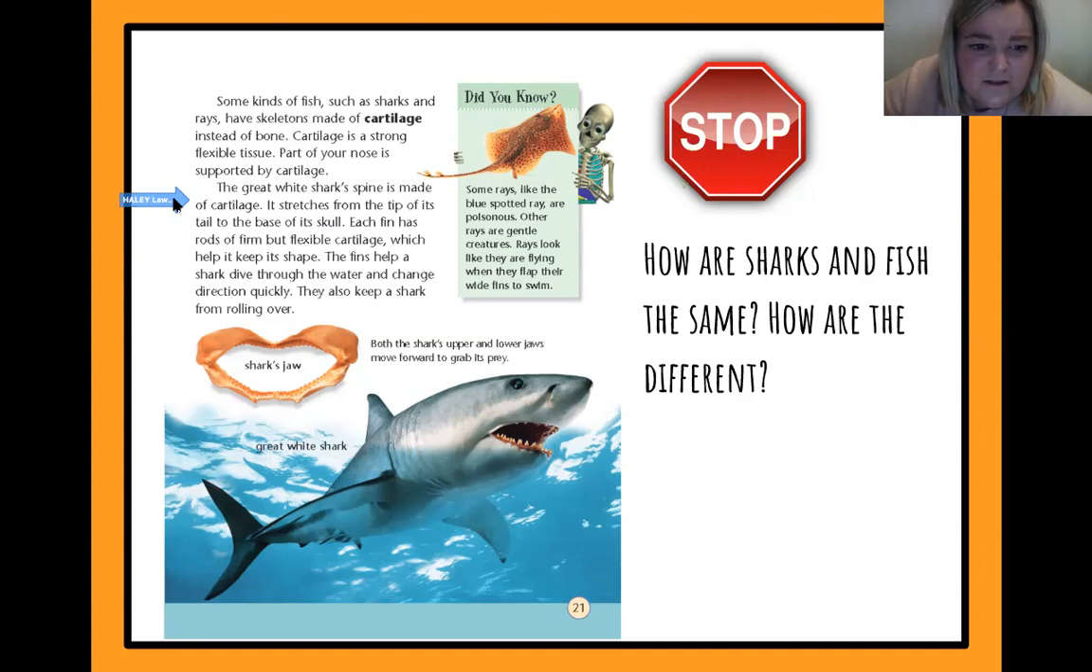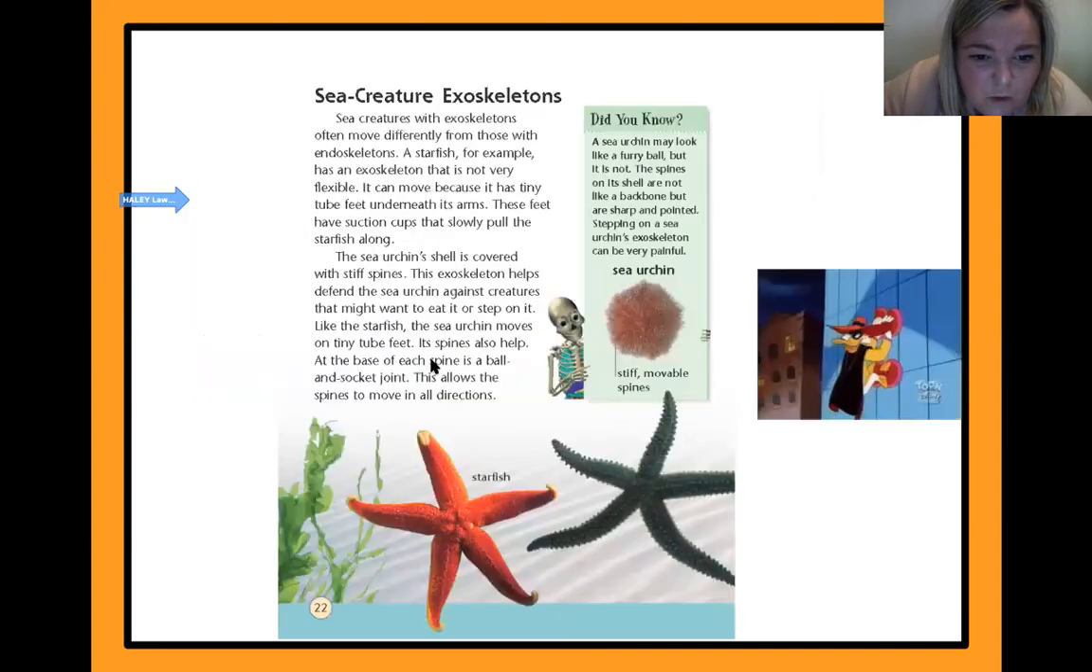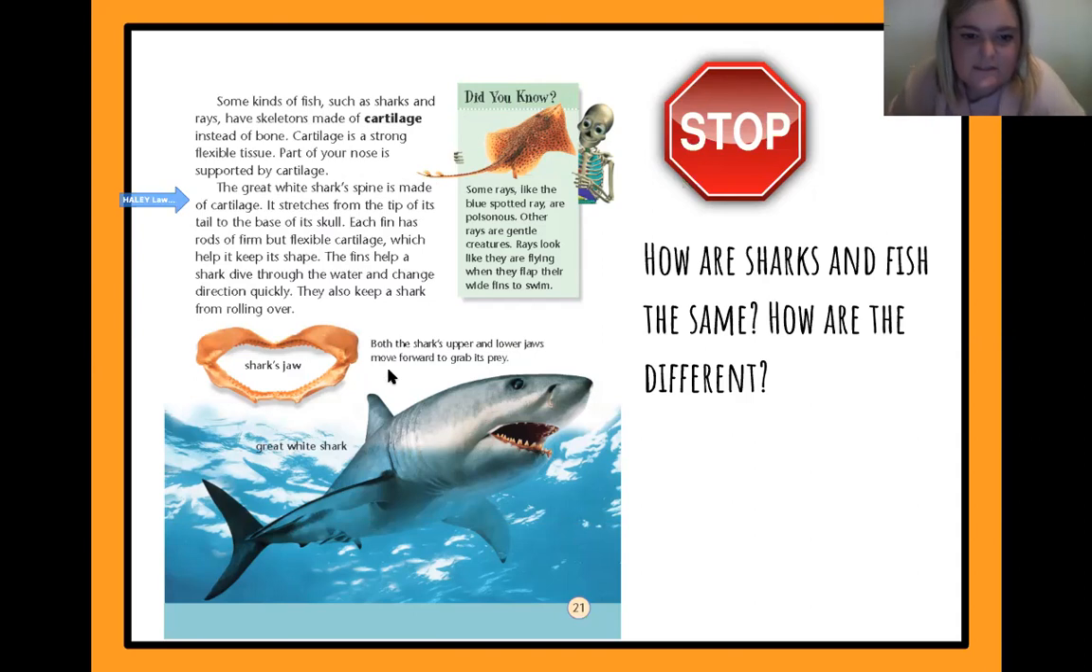Wow. So down here it says this is what the shark's jaw looks like. And then here it says both the shark's upper and lower jaws move forward to grab its prey. Whew, I would not want to be its prey.